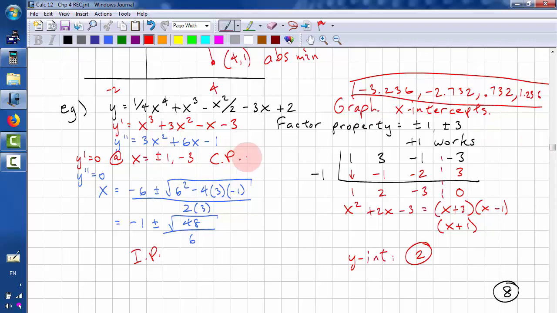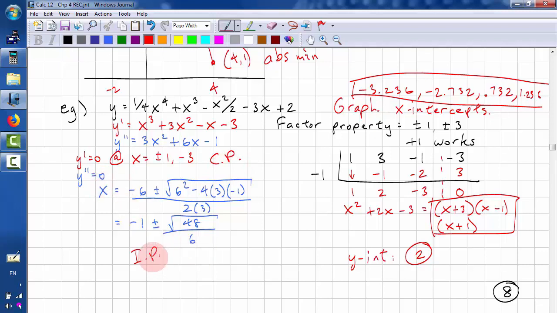And for the critical points, we're solving the first derivative equals 0. This is a cubic function. This is a nice function, so we can use the factor property. We try the easy number first, plus 1, and we get 0, so it works. We do our synthetic division. This gives us a quadratic, and we can just factor that normally. So we have these 3 factors, which means we have x equals plus or minus 1 and negative 3 as our critical points.